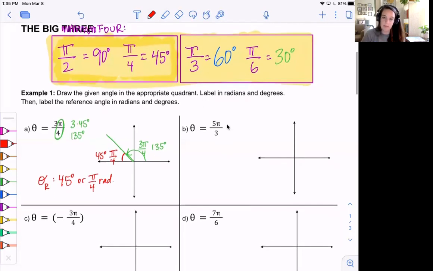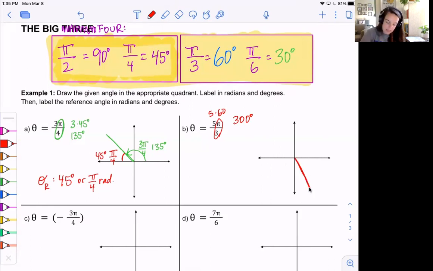We have 5 pi over 3. So I'm thinking pi over 3 I know is 180 divided by 3 would be 60, right? So this is really 60 times 5. Okay, so that is a lot of degrees, 300 degrees. So I'm thinking, okay, we're going to start here. We're going to go all the way around 270 and then 30 more. So I'm going to have this line here, right?